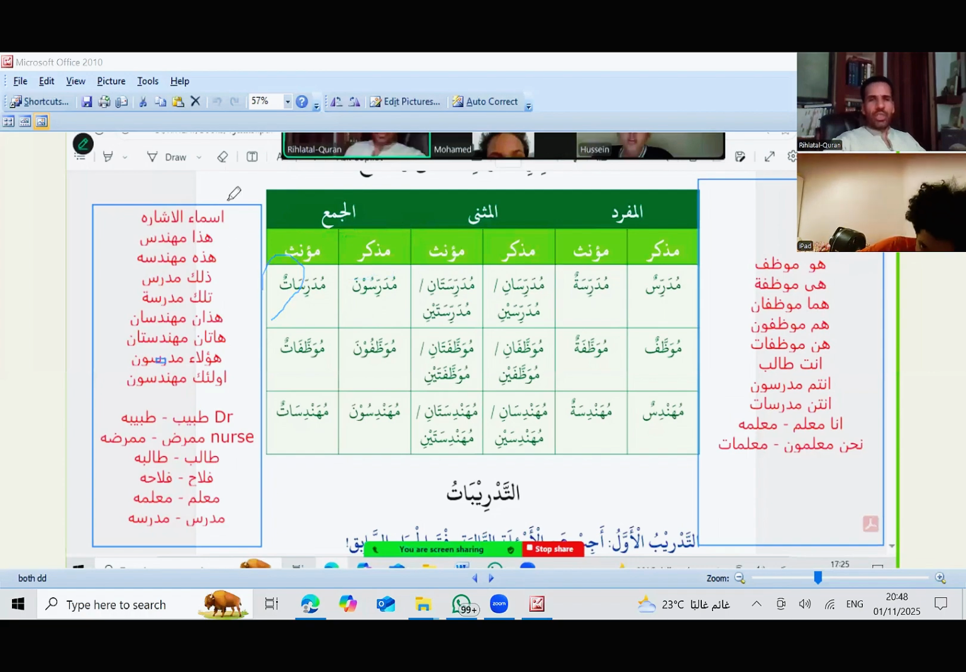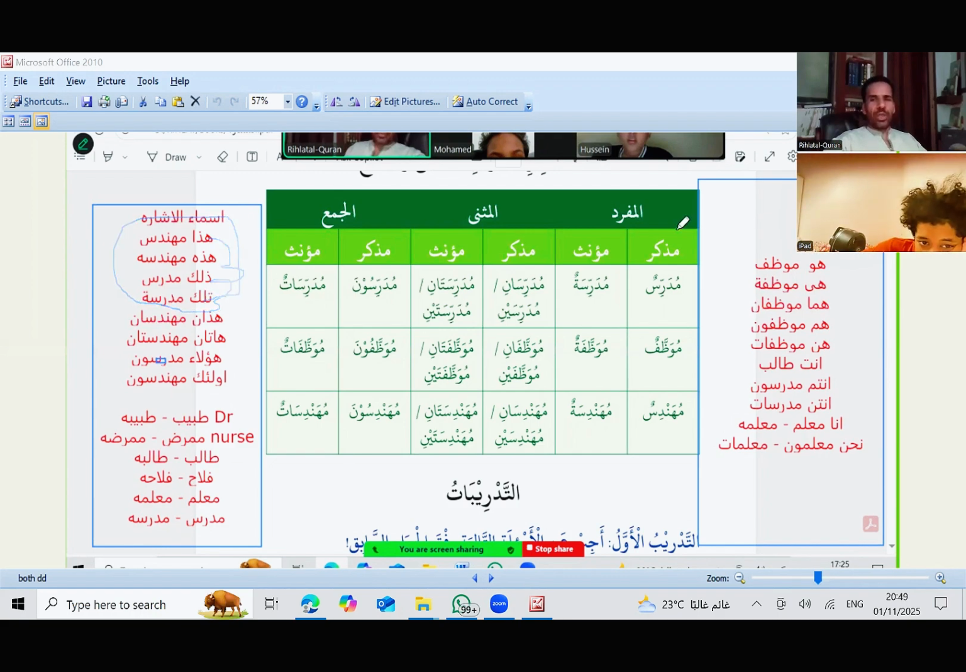Okay. Today we need to know how to use all of these, the mufrad, the musanna, the jam', Arabic words, using the demonstrative pronouns and personal pronouns. Like demonstrative pronouns, هذا and هذه, ذلك and تلك. All of them we use it for what? For singular or plural? What's the difference? هذا and هذه mean this. ذلك and تلك mean that.